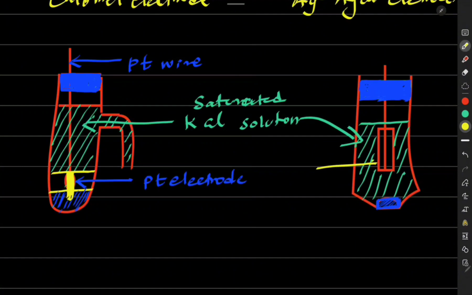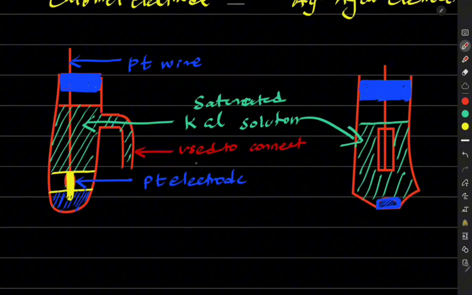And this one is Ag metal, silver chloride. This part is used to connect the second cell.